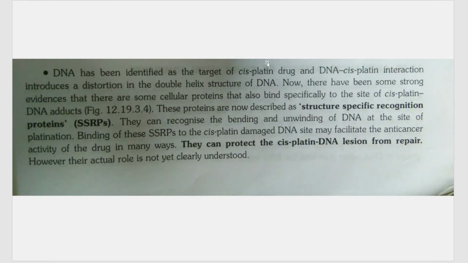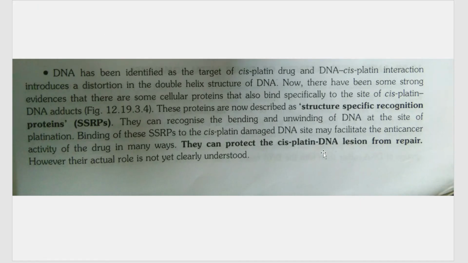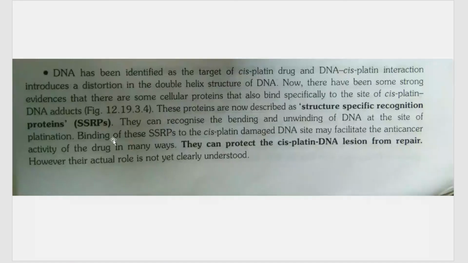Next, last step, it was also seen that some of the cellular proteins bind specifically to the site of the cisplatin DNA adduct. These proteins are called structure specific recognition proteins. You can see here, these proteins come and bind to this adduct. What do they do? They can protect the cisplatin DNA lesion from repair. That is, when the DNA undergoes this bent structure, it will try to repair itself and try to remove this cisplatin group. But what does this protein that is coming and binding do? It will prevent this DNA from getting repaired. Once it gets repaired, it will once again start undergoing replication, correct? So that is stopped by this protein complex that is coming and binding over here. That is, it is trying to help cisplatin in doing its work. Hence, it facilitates the anti-cancer activity.